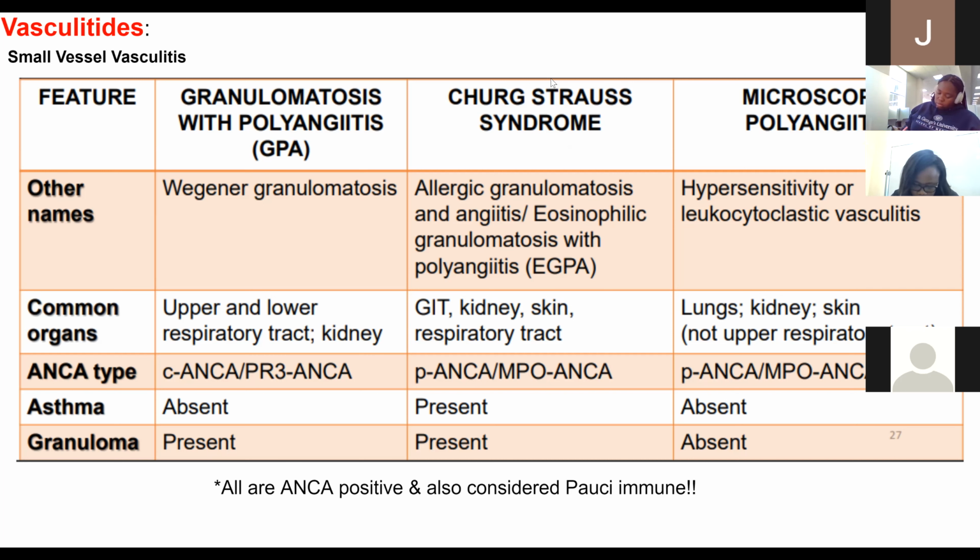Anything necrotizing granulomatosis when the upper and lower respiratory tract involving the kidney, you guys should immediately think of GPA, granulomatosis with polyangiitis. Okay. I'm trying to think of anything else that I'm missing here. No, I think that's it for this one, unless there's any more questions about this one.